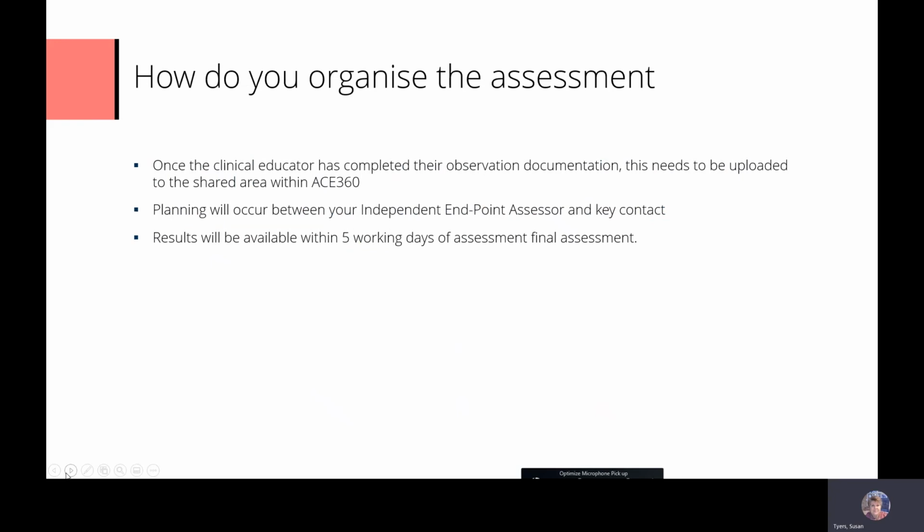So how do you organise the assessment? Once the clinical educator has completed their observation document, this needs to be uploaded to the shared area within ACE 360, and that will be done by the training provider. Planning will occur between your independent endpoint assessor and key contact, and possibly the apprentice, to arrange the suitable time and date to do the question and answer session. And then results will be available within 5 working days of the final part of the assessment being completed.